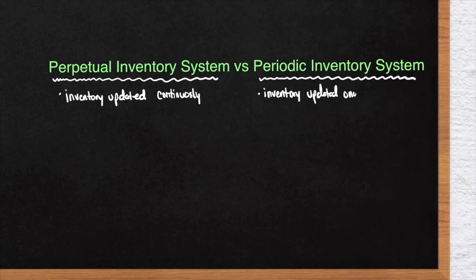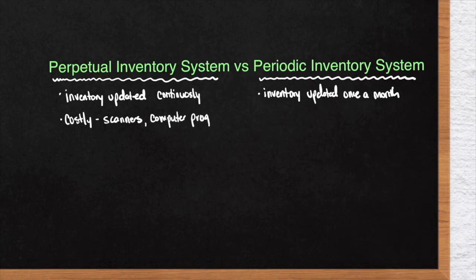In comparison, in a periodic inventory system, the inventory is updated only once a month. So this is good for places where they don't have a lot of inventory, or they can keep track of their product by sight or by count. A perpetual inventory system is very expensive, very costly. You need things like scanners, computer programs, and tracking devices to be able to know where your product is.